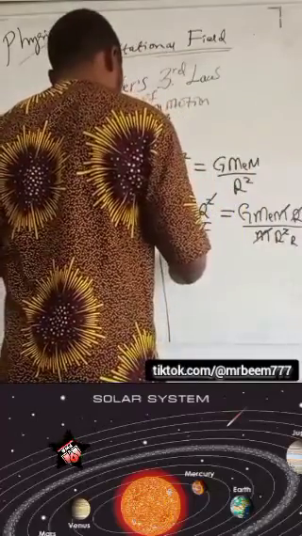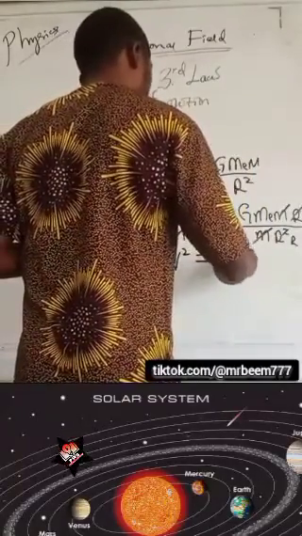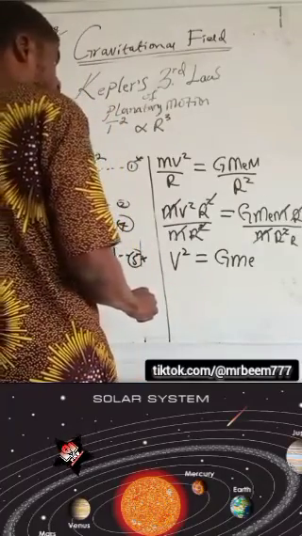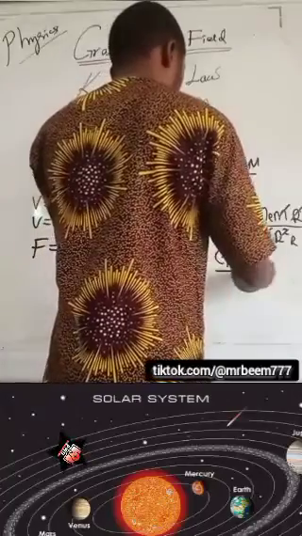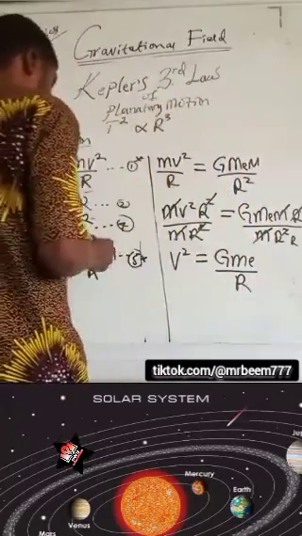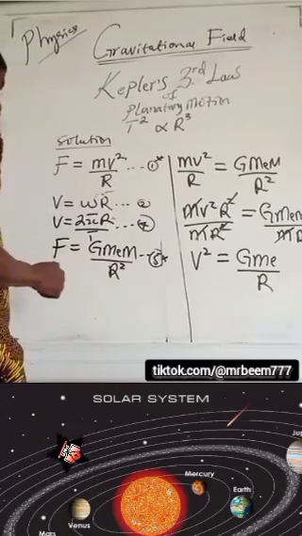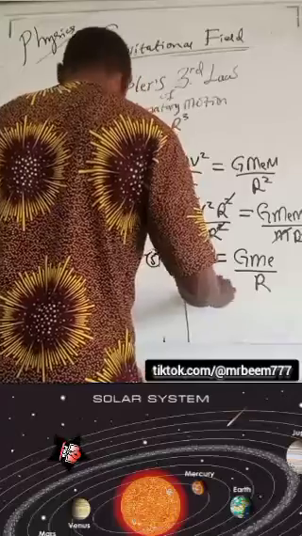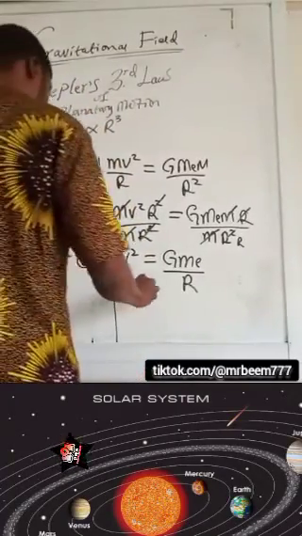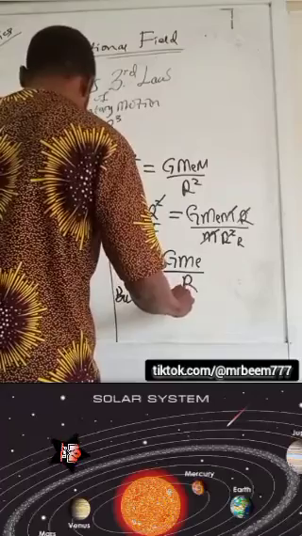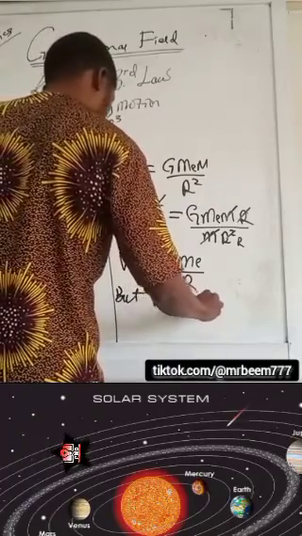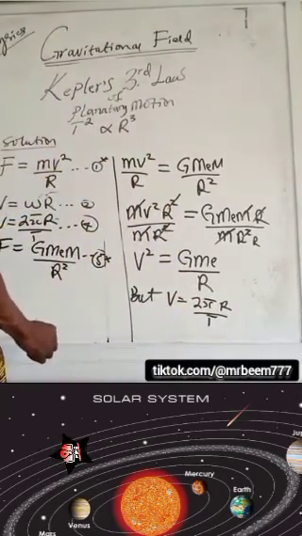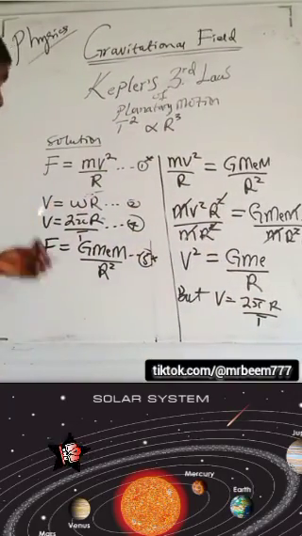So your v squared is given to be what? G M E all over r. But our v is equal to this. But v is equal to what? 2 pi r all over T. So we are going to clean this side and rewrite.